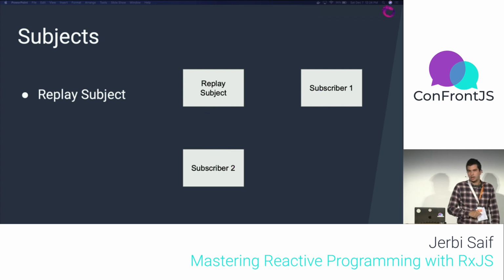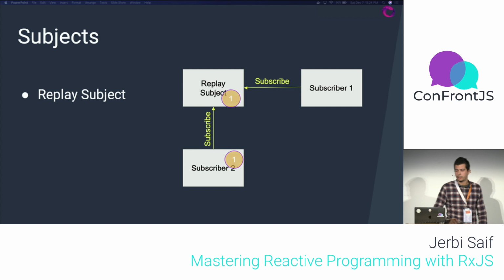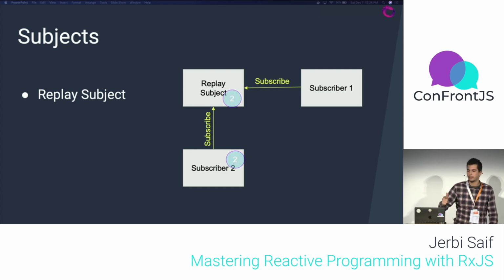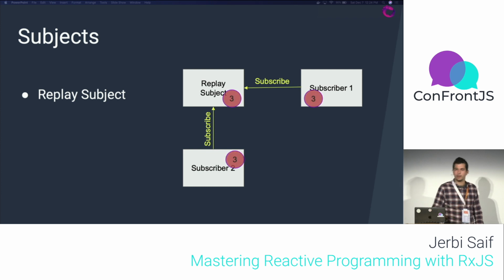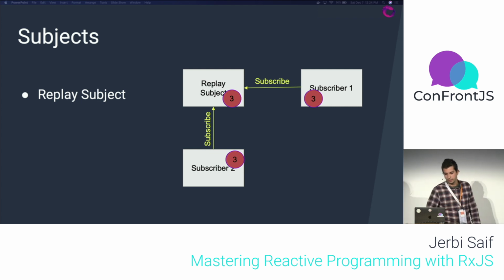Another type of subjects is called replay subject. Same scenario: I have the first subscriber. My replay subject is emitting first data, second data, and then the second subscriber comes. He will get the first data and the second data, and of course, the last will be shared. When you are initiating a replay subject, you say how much data this replay subject will keep. So all the subscribers will get notified about the previous number of data that you specified.